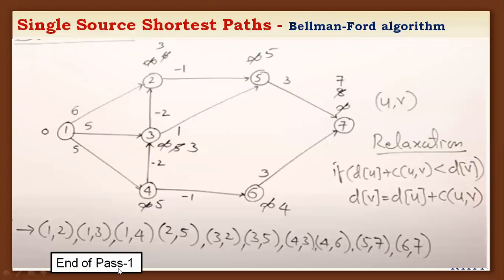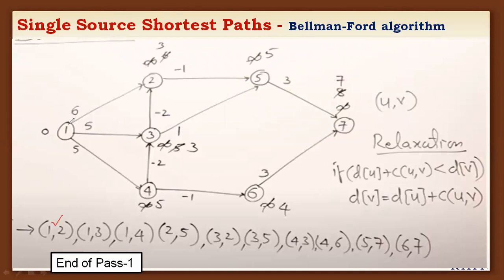At the end of pass 1, we are getting the minimum cost path from one vertex to another, as clearly observed here. So this is the end of pass 1, and again you can apply the same concept to the given graph. Now here you can consider the first path, 1 to 2.